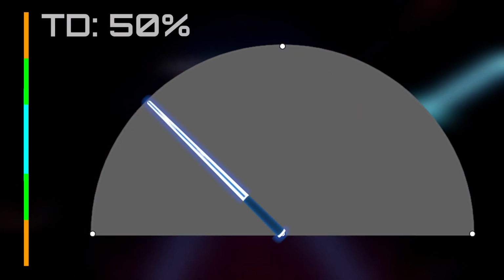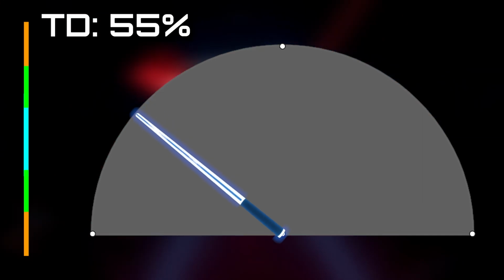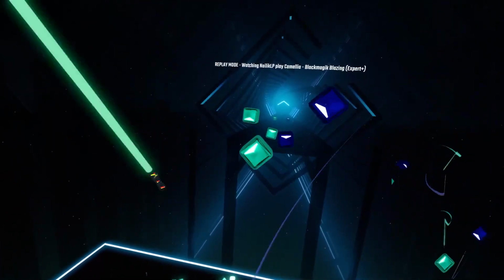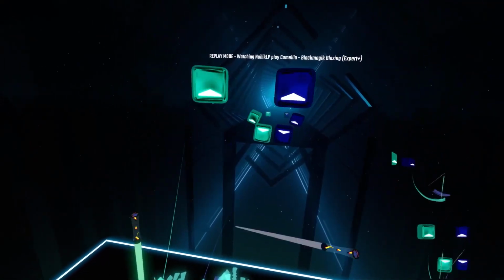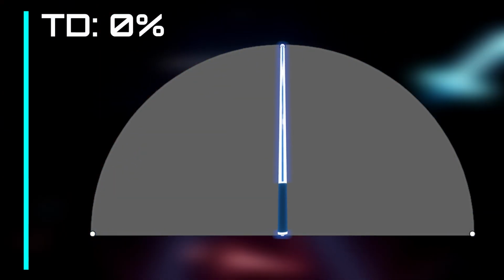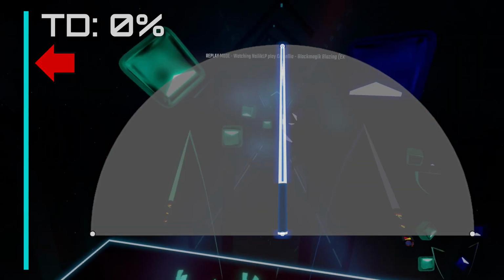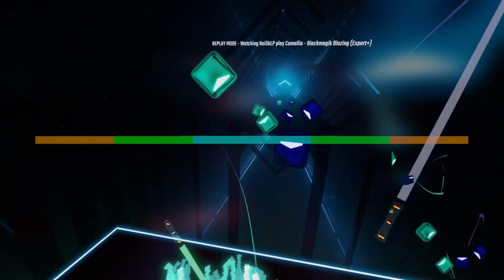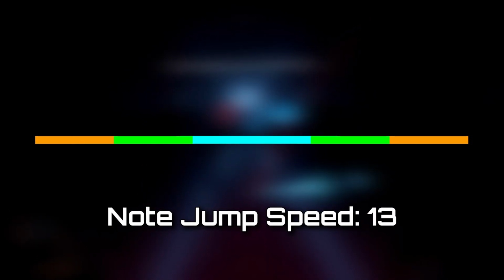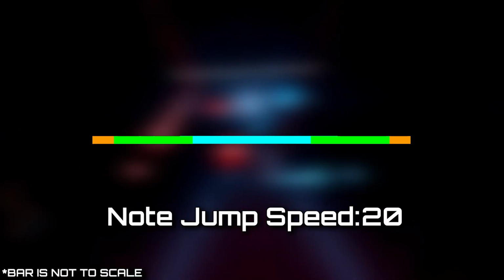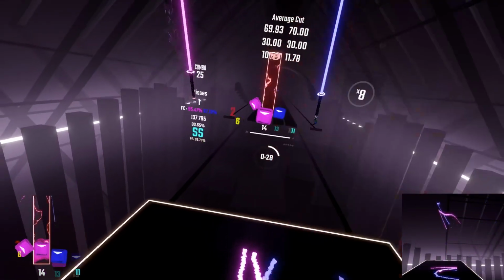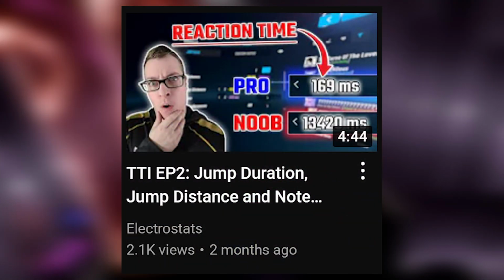The only difference is that each section of the bar will be dynamic according to the timing dependence of your swing. For a TD of 1, the blue section would be the smallest possible, which means you need an exceptional timing to hit the note for max points. For a TD of 0, the blue section would fill the entire bar, which means you would always get the maximum amount of points for your swing, regardless of your timing. It is also important to note that the note jump speed will affect the timing bar. A higher note jump speed will make the bar smaller and require a better timing to not miss the note. If you want to know more about note jump speed, check out episode 2 of the series.